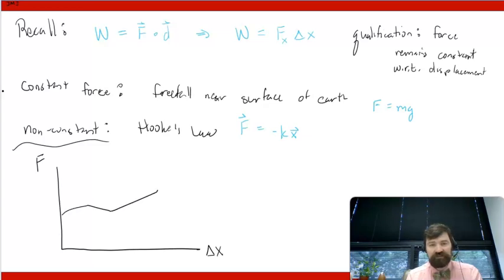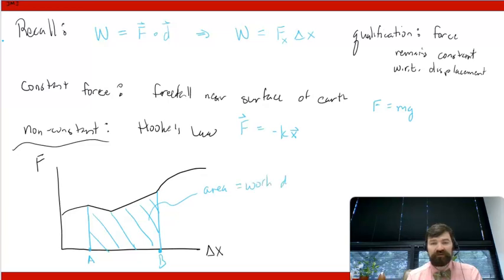whatever your graph is doing, as long as it's a function, if you want to get the work to move an object from point A, so let's call this one point A, to point B would be like maybe right here, then the area underneath this graph, bounded by the graph and the x-axis, is the work done. So area equals work done in basically moving from A to B.